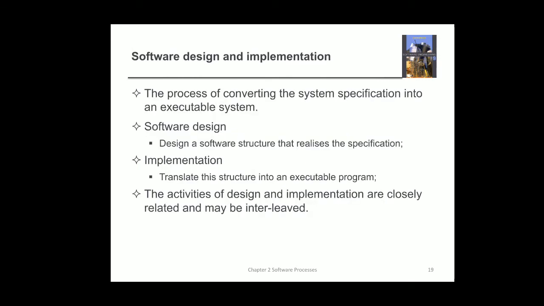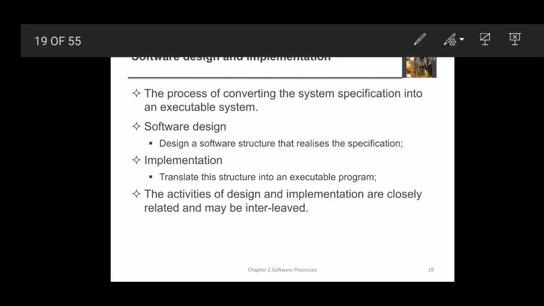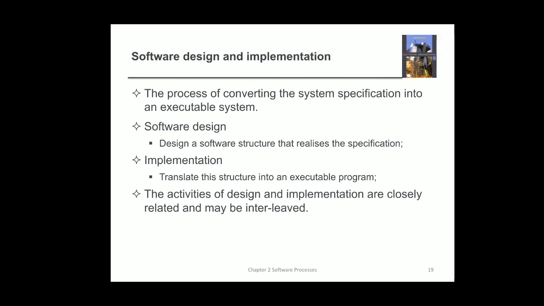Now we will study the software design and implementation part, right? That is the second thing. After the requirements are collected, the second thing is designing and implementing: the process of converting the system specification into an executable system. Here we have two parts: system software design, and the other part is the implementation part.